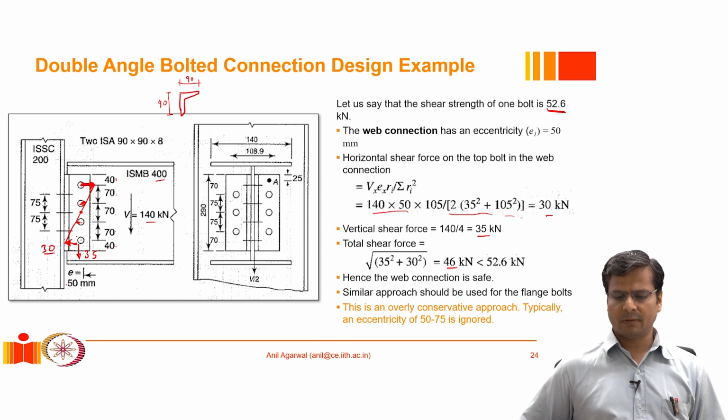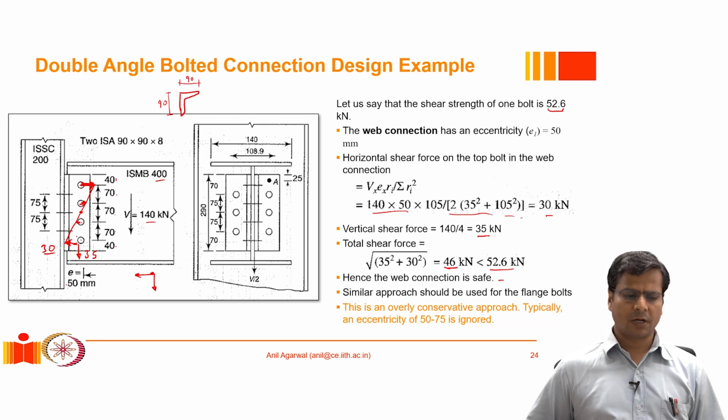A total force demand by combining the two will turn out to be 46. Basically, we are just taking the two vectors 30 and 35, and we are taking the resultant force, which is 46 kilonewton. Now we can compare whether this is within the design strength of such a bolt. The design strength of this bolt has been given as 52 kilonewton. Therefore, we can conclude that this connection is safe.